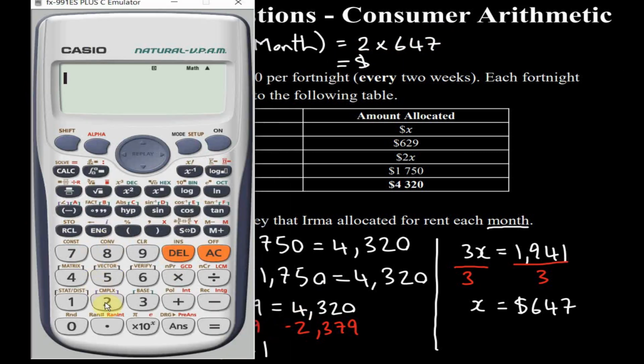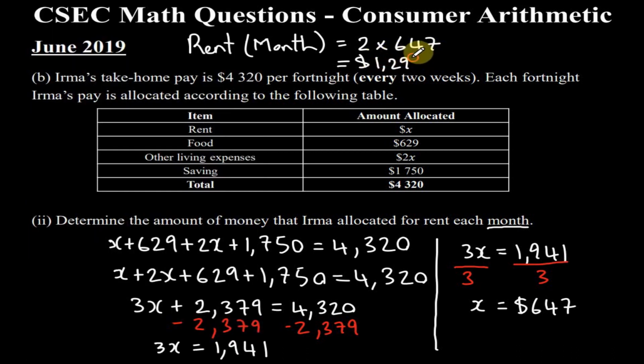And let's see what we get in here. So it's 2 times $647, which is $1,294.